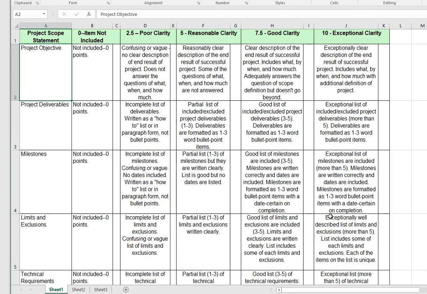Please do take a look at that so that when you submit your work, it follows this rubric and hopefully will fit every one of the sections into the exceptional clarity. If you have questions, please feel free to email me about anything in this preliminary scope statement, and I'm happy to answer questions for you so we can get this started off right away on a good foot.